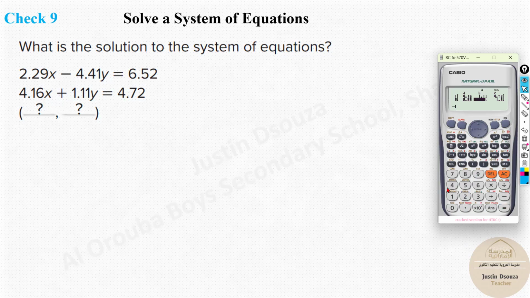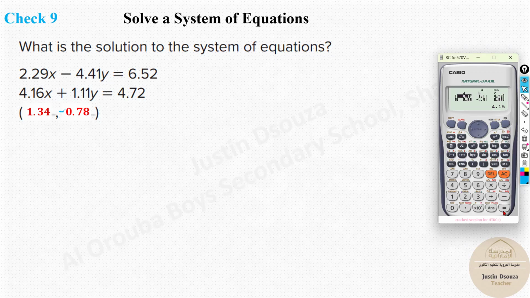2.29 minus 4.41, and lastly we have 6.52. Okay, and the answer is 1.34 and negative 0.78. I'm missing the negative sign, I'm sorry for that. It should be minus over here. I only did these notes and I just missed it. Sorry for that. Anyways, I realize it now. It's a minus sign over there.